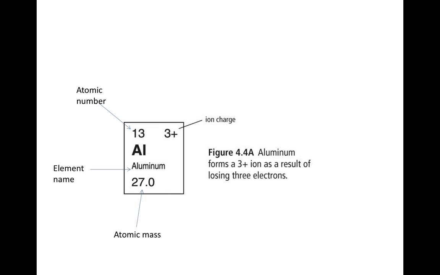So if you look on your periodic table, in the top left corner of the element symbol, you have the atomic number. This number indicates the number of protons in the nucleus of the atom, and the periodic table is organized by atomic number.